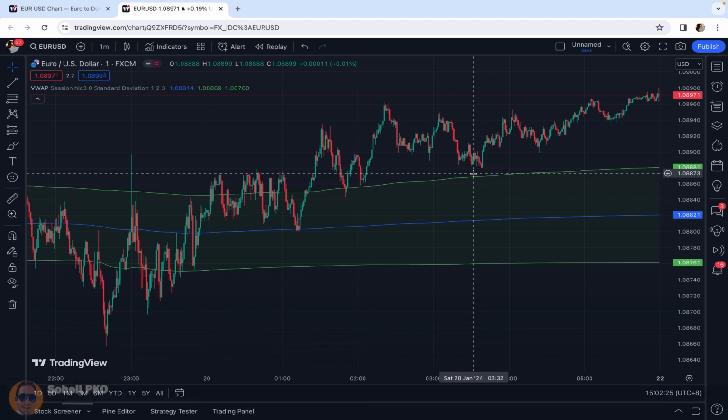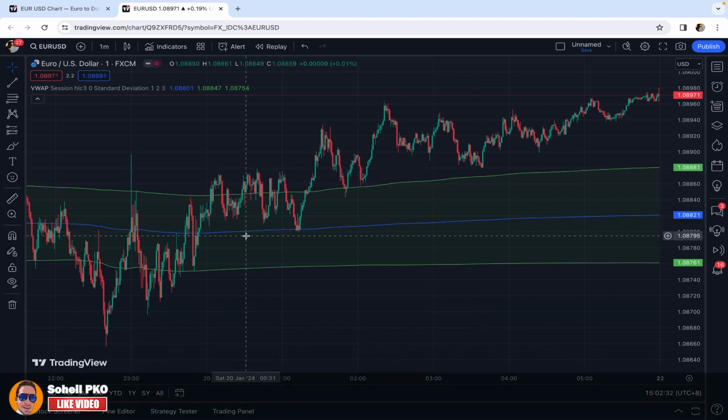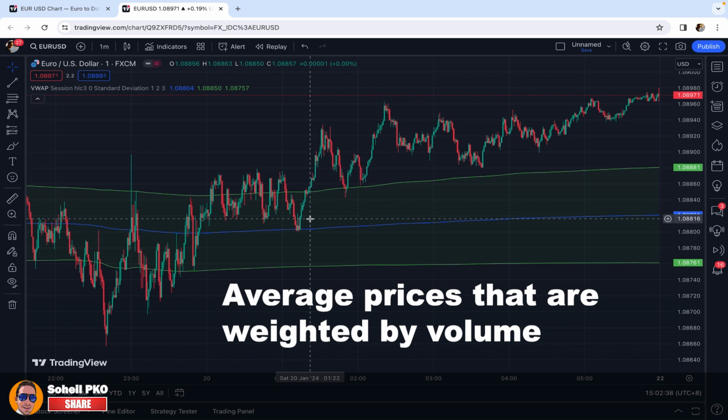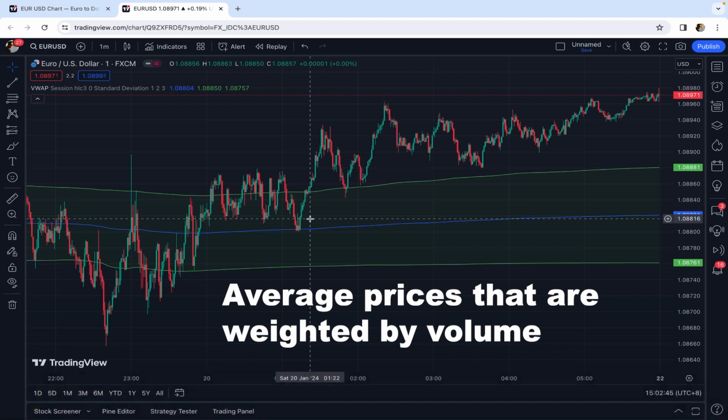It's kind of similar to moving averages, but it's totally different because in this indicator, we have average prices that are weighted by volume. So here, besides averaging the closing prices during a given period of time, the volume also plays a role, and so the indicator puts emphasis on the periods with higher volume.